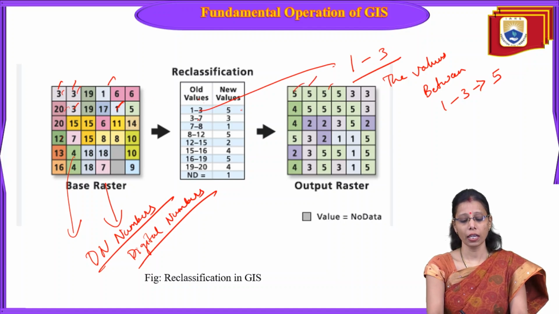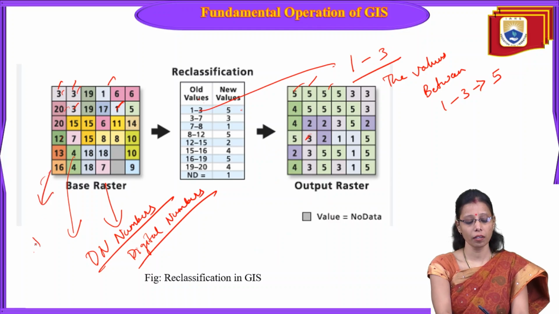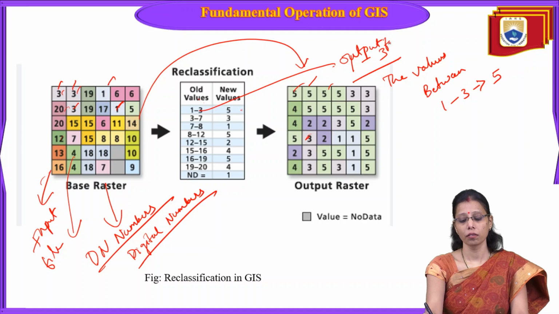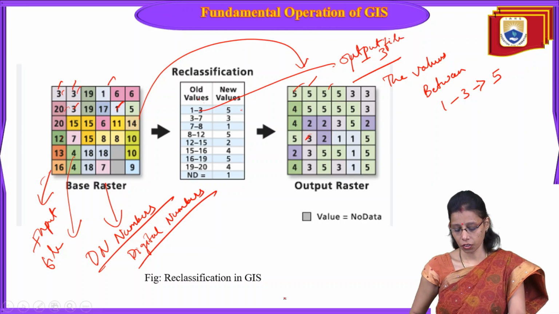Now values 3 to 7 are also converted to 3. Now you see here, 3 to 7, this 7 is converted to 3. Okay, 7 is converted to 3. So this is how the reclassification works. This is the input file, and after reclassification, this is the output file. So this is how the reclassification is done in the GIS process.